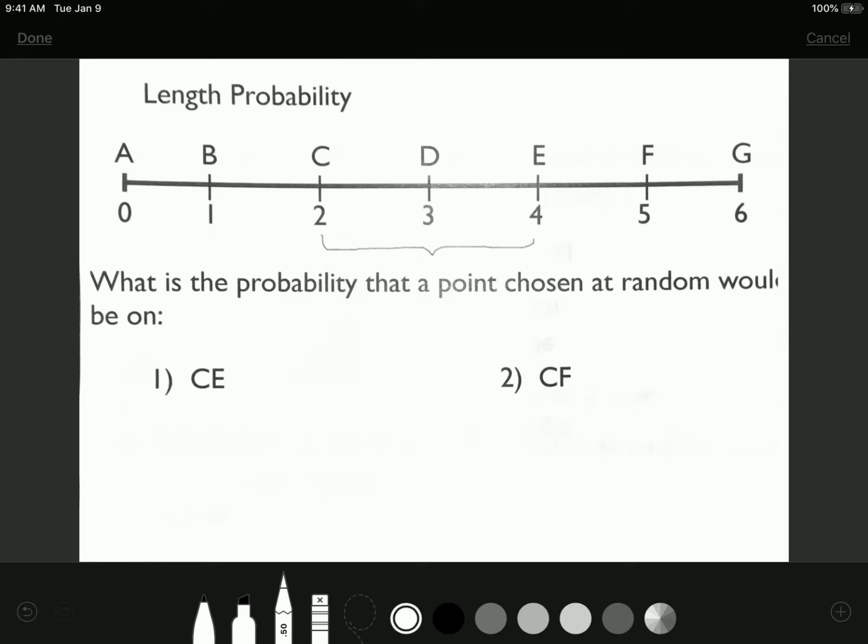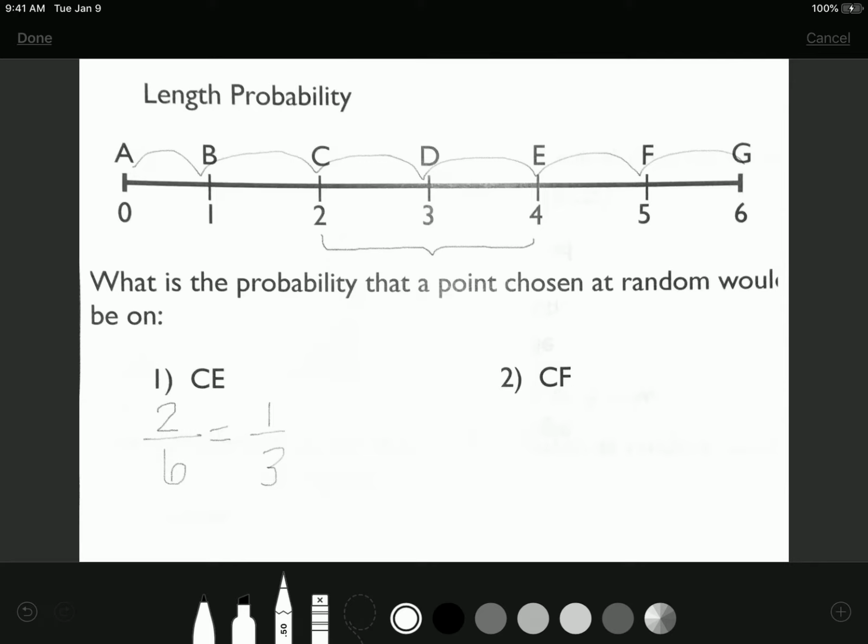Now, for that section, that's only 2 segments long, whereas the entire thing is 1, 2, 3, 4, 5, 6 segments long, or 6 sections long. Right? So our probability that a point would land randomly on that section for CE is going to be 2 over 6, which we can then simplify to 1/3.